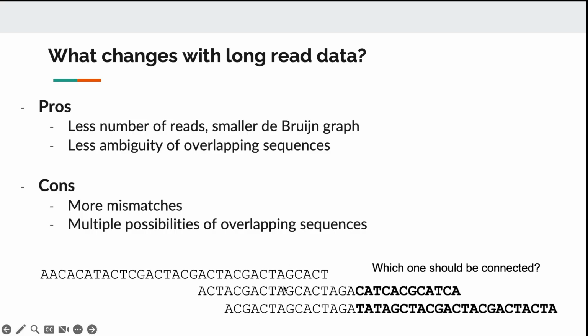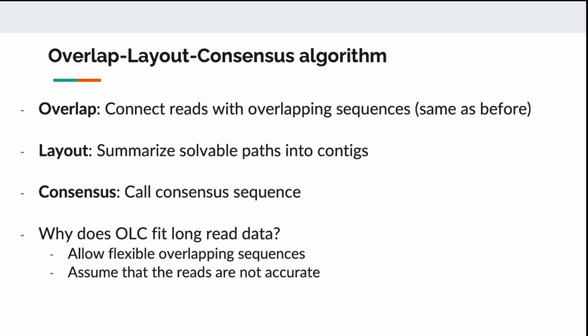For example, in this quick example that I generated, we have the first long read, and then two different long reads that start out similar. The prefix overlaps with the first read, but the ends look different. So which one should be connected? This situation can occur. So this leads people to think of different assembly algorithms for this type of situation.